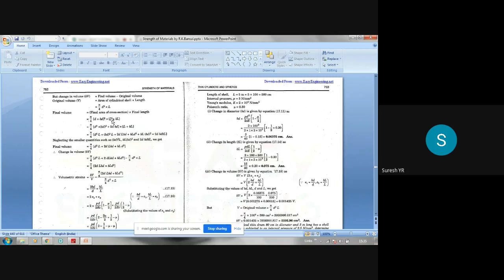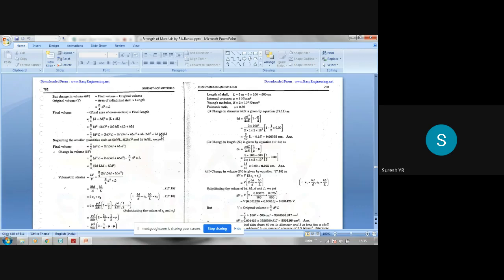So please see the difference here. When you are calculating the original volume, pi d square by 4 is the area, into L is the length. When you are finding the final volume, d should be replaced by d plus delta d, and L should be replaced by L plus delta L. Now you have to simplify this, multiply all these. When you multiply, you are going to get so many terms. Here there are 3 terms, here there are 2 terms, so totally 6 terms you are going to get.